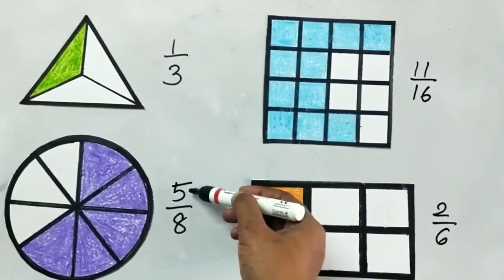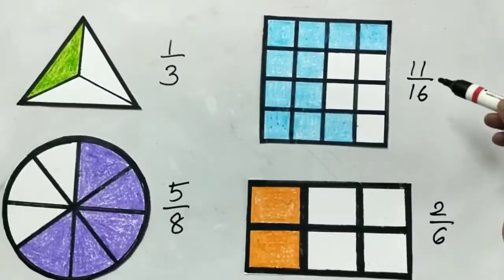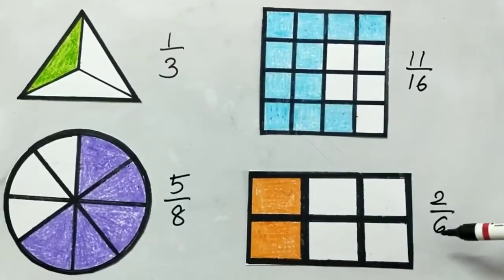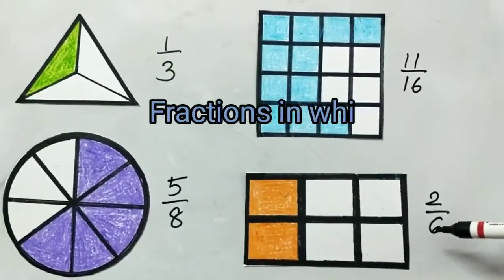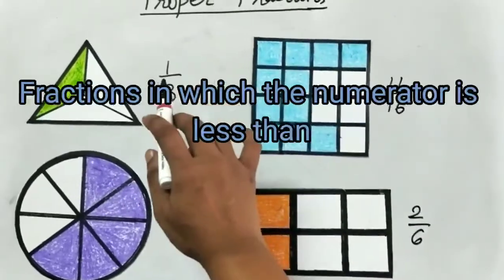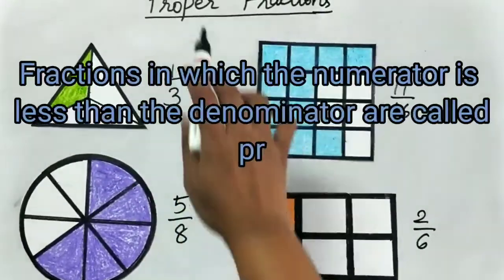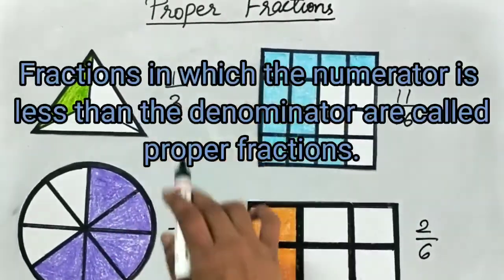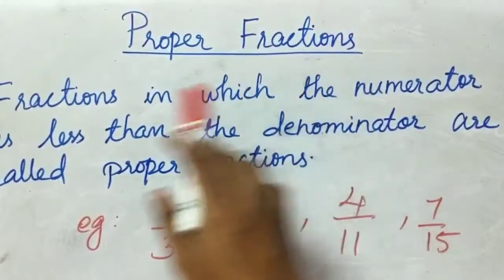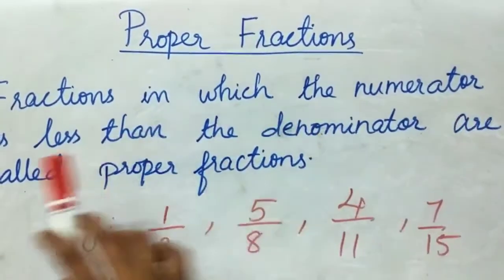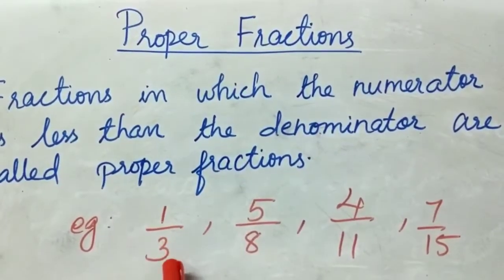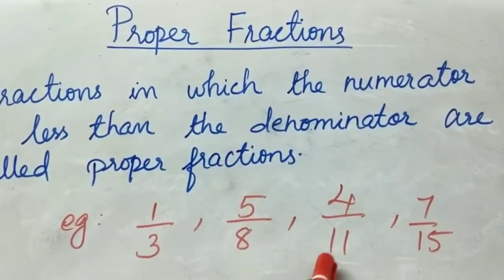Here also numerator is smaller than the denominator. Numerator is smaller, denominator is greater. So, fractions in which the numerator is less than the denominator are called proper fractions. 1 by 3, 5 by 8, 4 by 11, 7 by 15 are some of the examples.